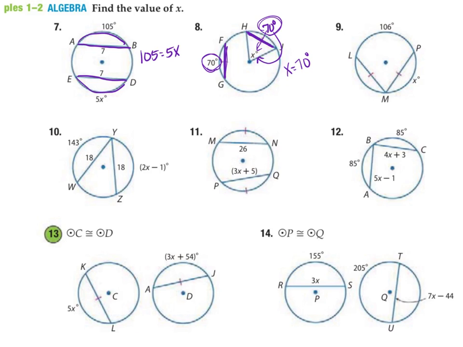Okay, over here, I have 360 degrees in my circle. If I subtract 106 degrees, I have 254 degrees to be split evenly between these two pieces. So when I divide by 2, I'm going to get x is 127 degrees.